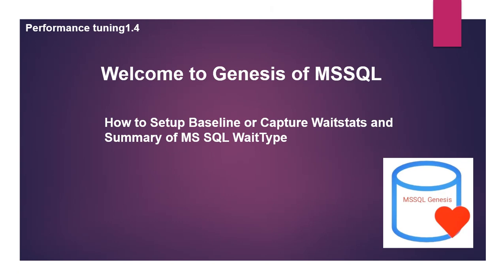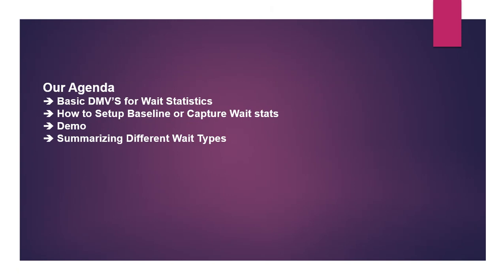Let's discuss the agenda. Our agenda for this video is basic DMVs for wait statistics, how to set up a baseline and capture wait stats, a demo, and summarizing different wait types. In the demo, we will show how to set up that baseline and capture wait stats. And in summarizing different wait types, we will recall all the wait types we already discussed in the previous video. Let's go ahead.